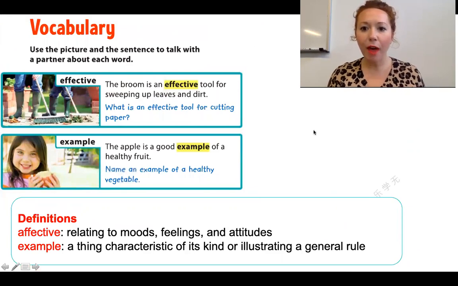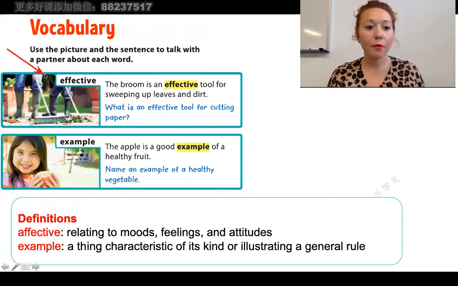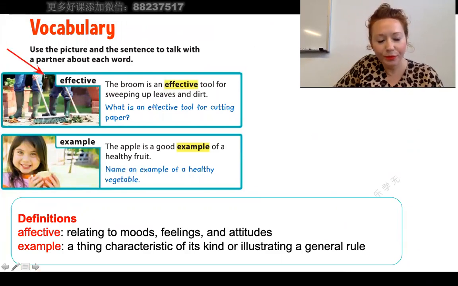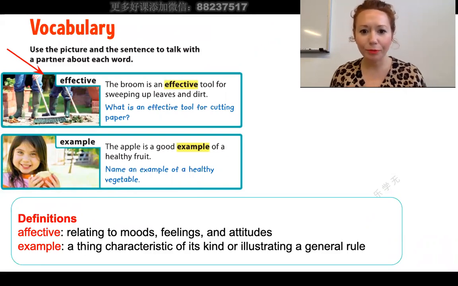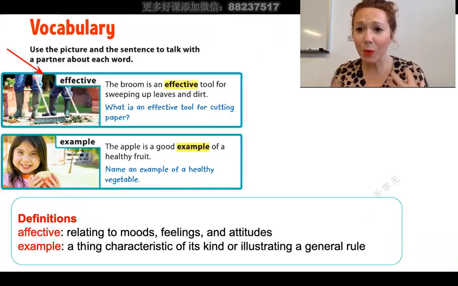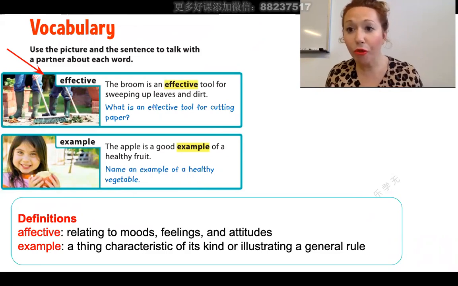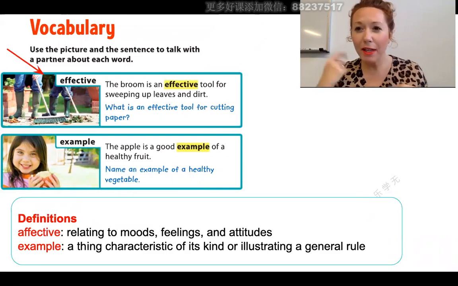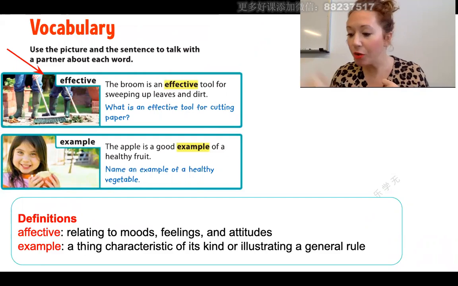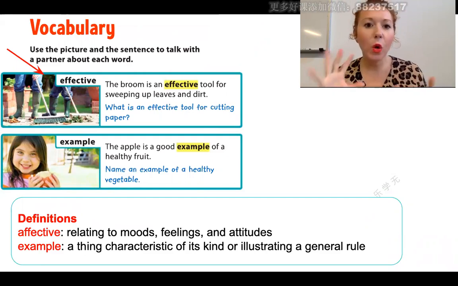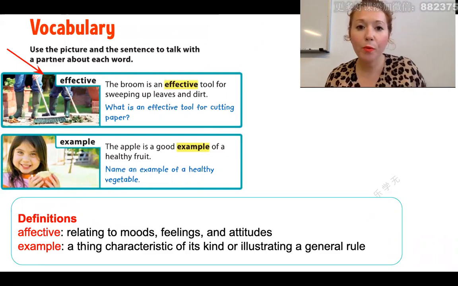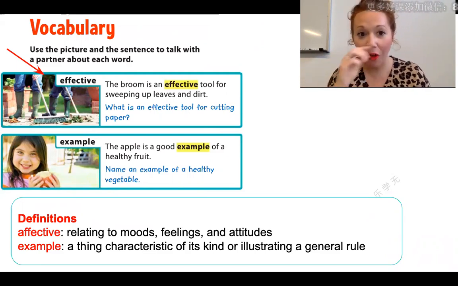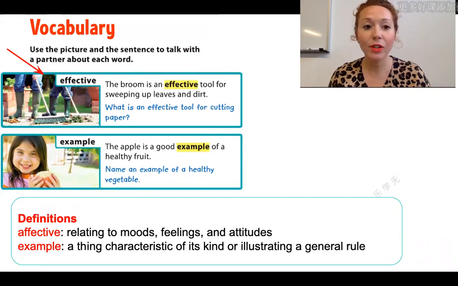So our first vocabulary word is effective. If something is effective, it means that it can do the job, that there's going to be some change. The broom is an effective tool for sweeping up leaves and dirt.